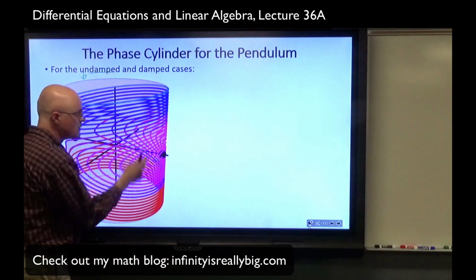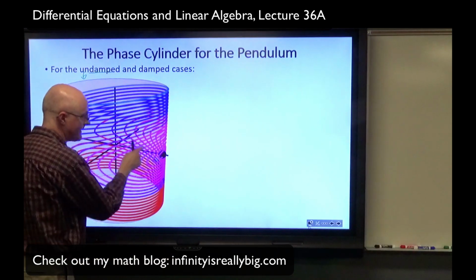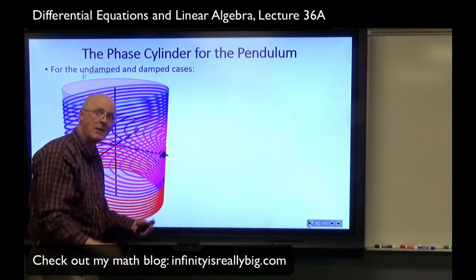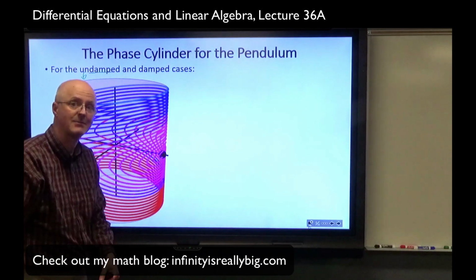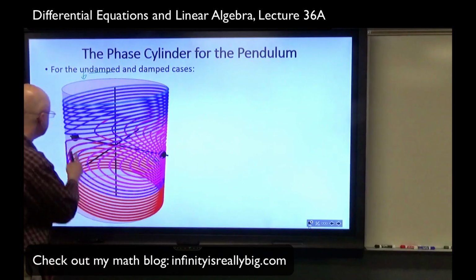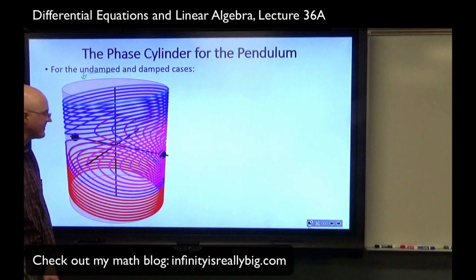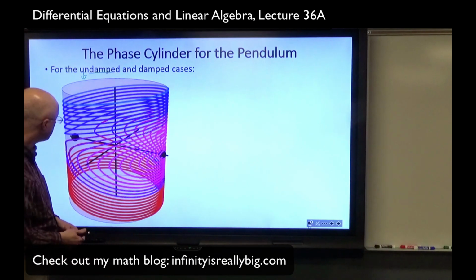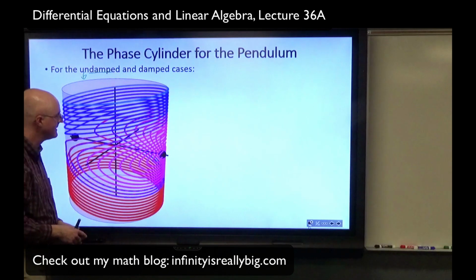You can see solution curves going around this one. That's like a center. It's Lyapunov stable. It's not asymptotically stable. It's Lyapunov stable. This one turns out to be a saddle point. Solutions go away from it.